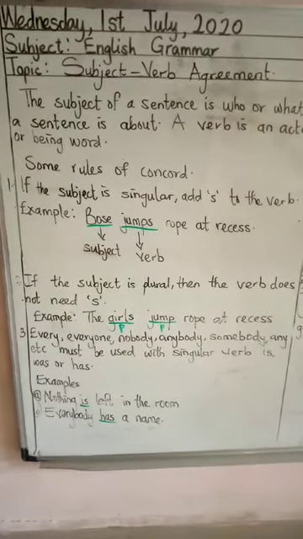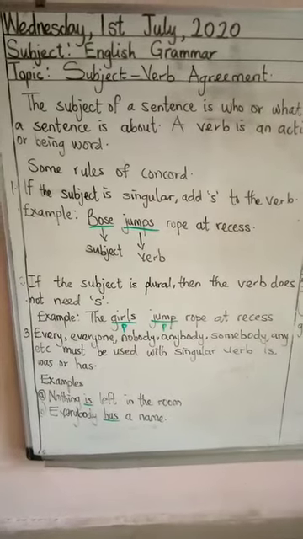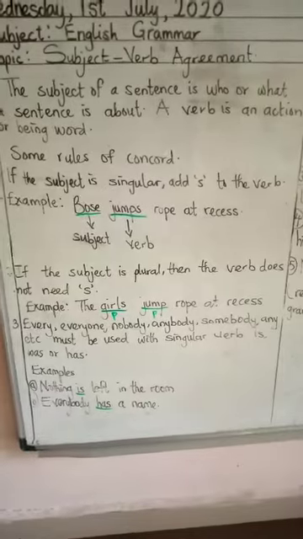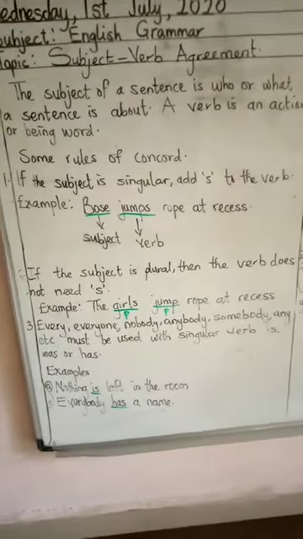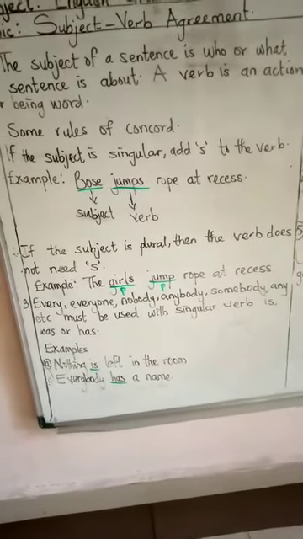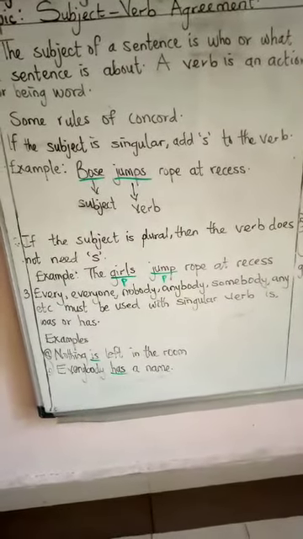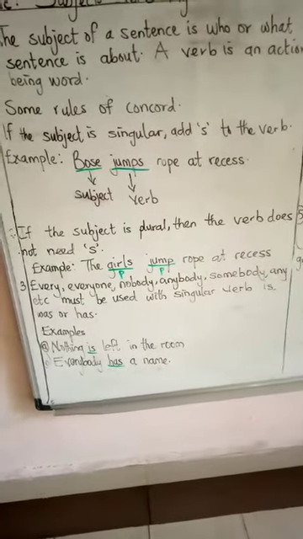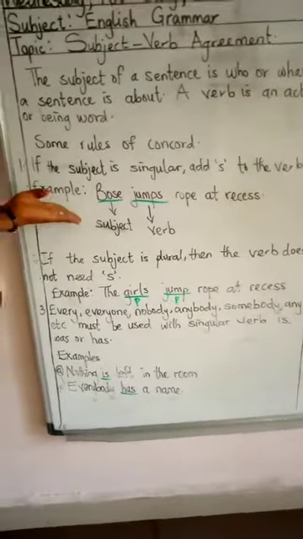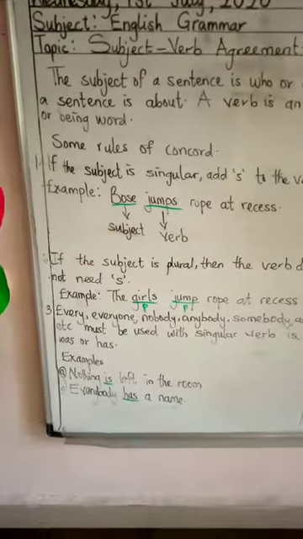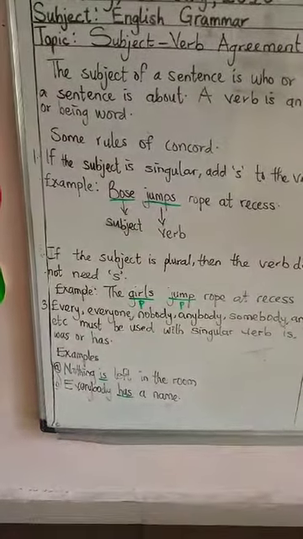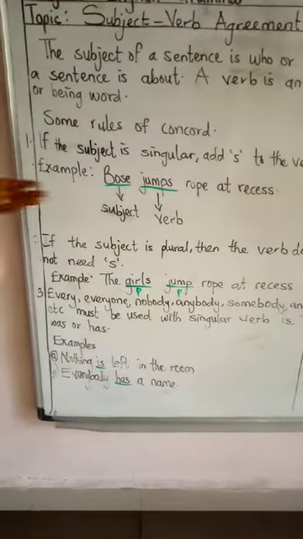Now the first rule says if your subject is singular, then you add s to the verb. Now example 1 says, Bosse jumps rope at recess. First things first, what do you do? You identify your subject to know if it's singular or plural, so you can follow the rules, okay? Now Bosse here is my subject, and so it's just one person, so it's a singular subject.